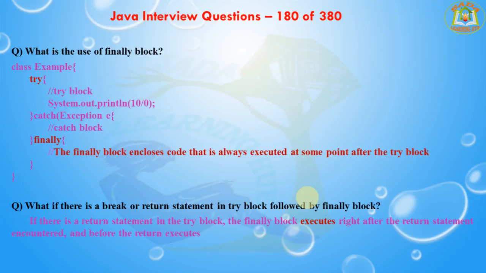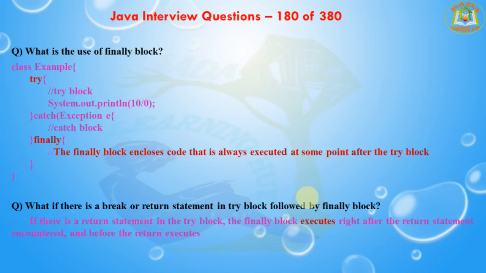The next question is: what if there is a break or return statement in the try block followed by the finally block? If there is a return statement in the try block, the finally block executes right after the return statement is encountered and before the return executes.